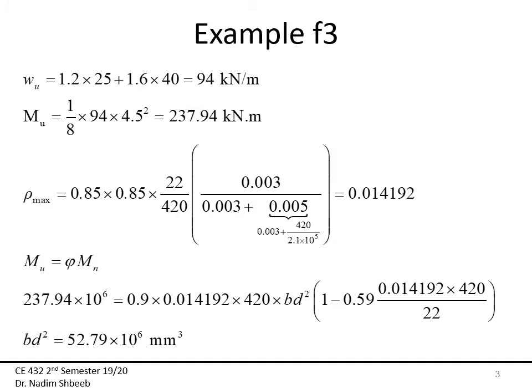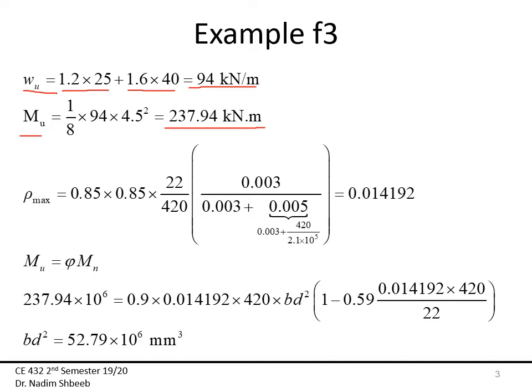From that, I can calculate the ultimate load, and that's simply 1.2 times the dead load of 25, plus 1.6 times the live load of 40, and that will give me an ultimate load of 94 kilonewtons per meter. From that, I can calculate my ultimate moment, and since it is a simple beam, the ultimate moment would be WL square over 8, and that will give me a maximum ultimate moment of 237.94 kilonewton meters.